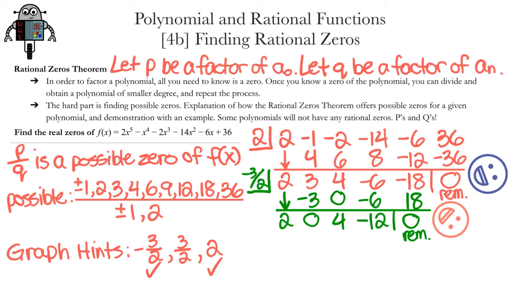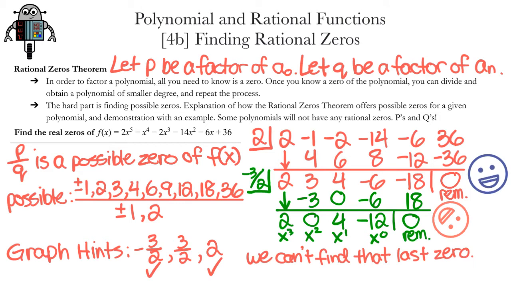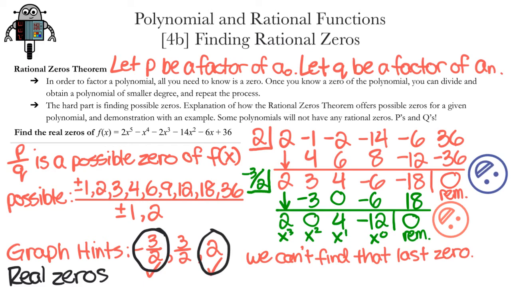Remember that the 0 was the remainder, so negative 12 is the coefficient of x to the 0, 4 is the coefficient of x to the 1, 0 is the coefficient of x squared, and 2 is the coefficient of x cubed. If this was a quadratic function, we could use the quadratic formula to find the last two zeros. But since there's no cubic formula, we can't find that last 0 that we saw in the graph. So it's likely irrational. That's where our work ends for this example. The real zeros are x equals 2 and x equals negative 3 halves.